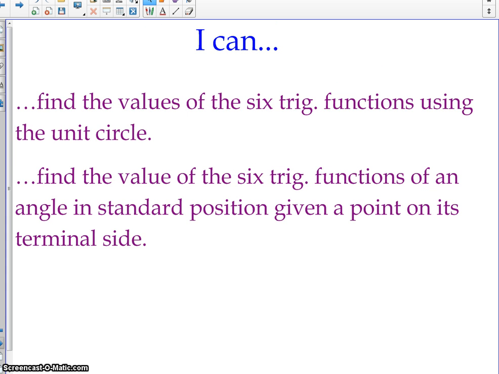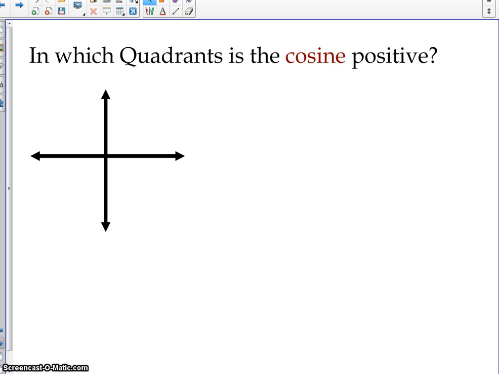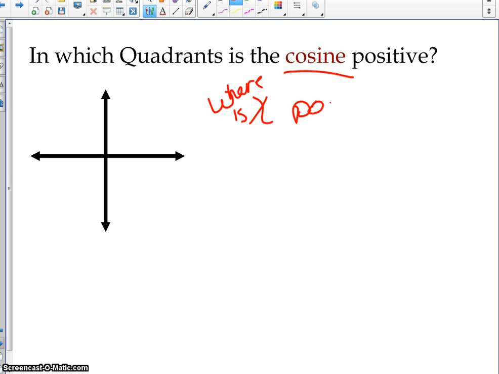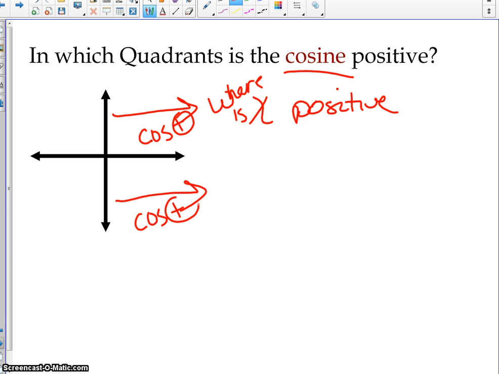This is our goal for what we're going to do, and I'm really going to be looking at the 6 values of the trig functions here. I want to talk first about where cosine is positive. Just theory here. Cosine, if you remember, is your x value. So we're asking ourselves, where is x positive? Wherever x is positive, the cosine will be positive. X is positive as you go to the right, so cosine is positive in the first and the fourth quadrant.